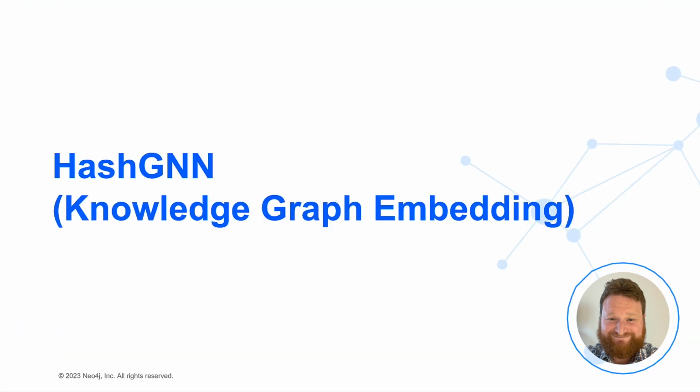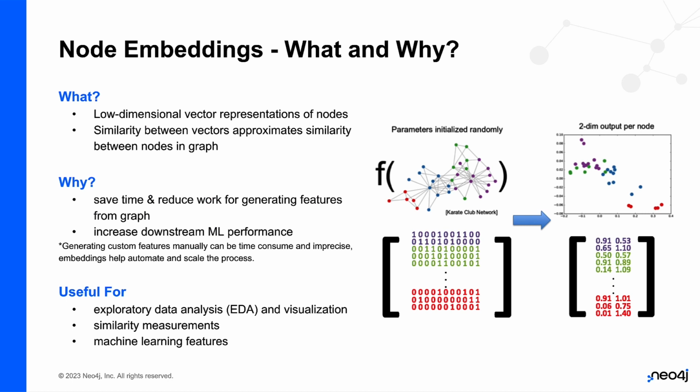Now let's talk about HashGNN, our new node embedding algorithm, which we're going to be calling our Knowledge Graph Embedding. To understand HashGNN, it's going to be helpful first to go over what a node embedding is. A node embedding is basically a way to represent every node in a graph with a low-dimensional vector, such that nodes that are similar in the graph, being in the same community or having similar attributes, are also similar in their vector space. And we can essentially use these vectors for downstream processes, whether it be exploratory data analysis, similarity measurements, or as features for machine learning.